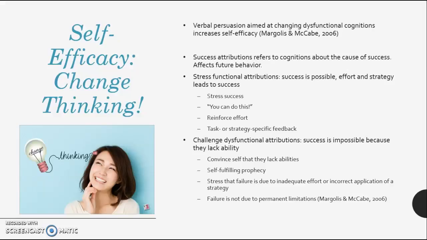So when students believe that they lack ability and that success is impossible, it becomes a self-fulfilling prophecy. So we want to stress that failure is due to inadequate effort or incorrect application of a strategy. Those are things that can change, that are easier to change than ability. So we want to provide feedback that will allow students to change their effort or to change their strategy.